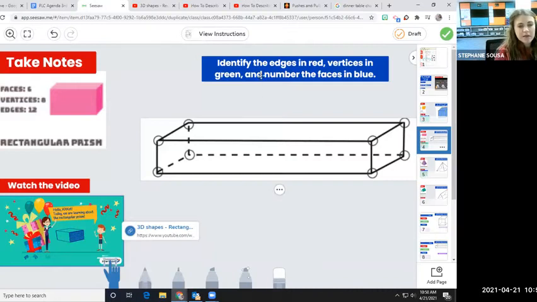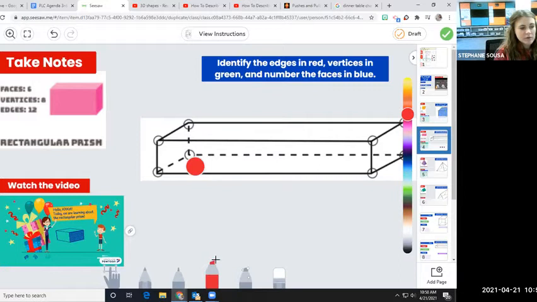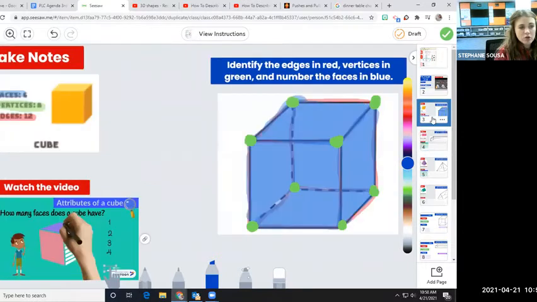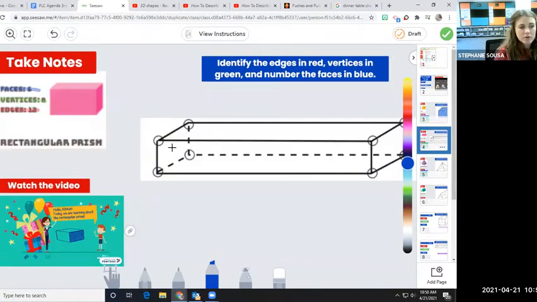Okay, it says identify the edges in red. So we've got our edges here in red. There are 12 of them. Our vertices in green. There are 6 of them. And our faces in blue. There are also 6 of them. These numbers are the same as a cube. The difference is instead of being all squares, we now see rectangles.